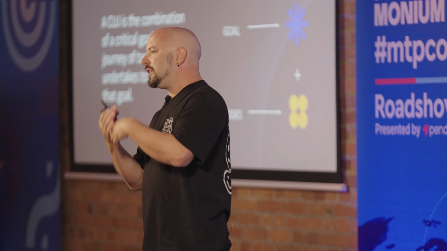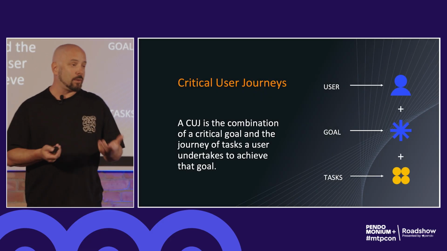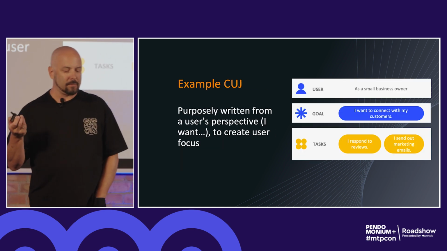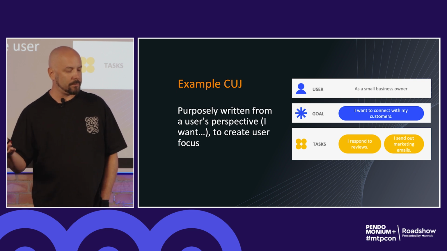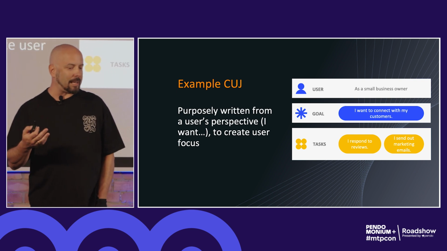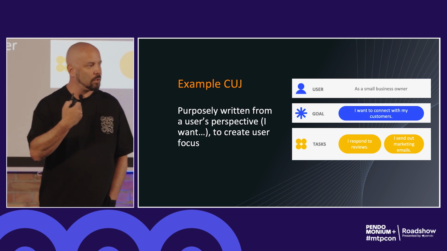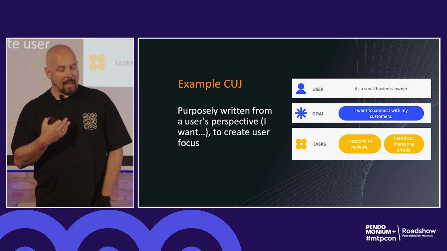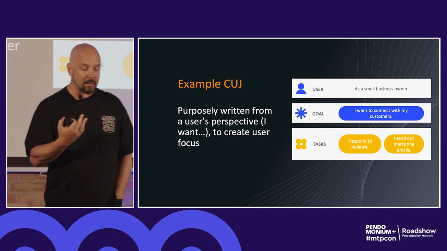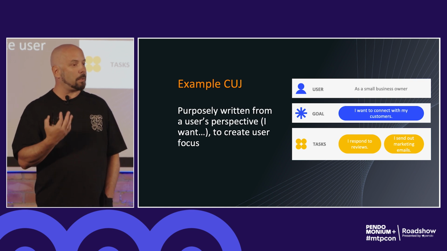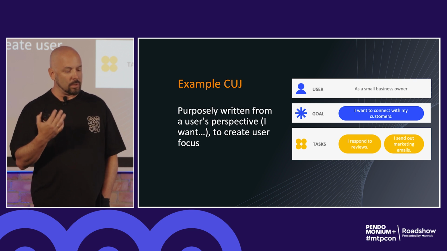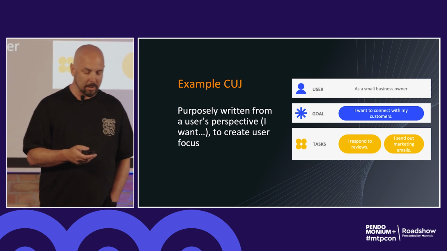Obviously, you have a user that wants to do something, and they need to show some behavior to achieve that. How can you use that in product development? Here's an example of a CUJ. User as a small business owner, right? This is on purpose phrased like that. As a small business owner, I want to. So you phrase it from the user's perspective, not from our perspective. As a small business owner, I want to connect with my customers, that's the goal. So I do a bunch of tasks, I respond to reviews, I send out marketing emails, and so on. So these are tasks I do to fulfill the goal to connect with my customers.